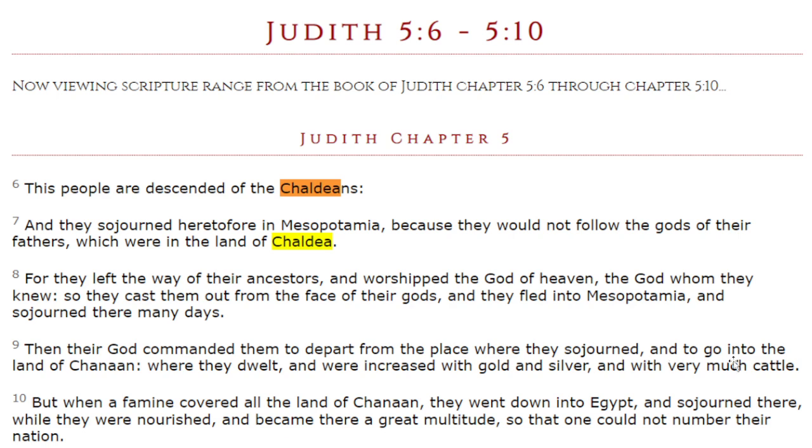Then their God commanded them to depart from the place where they sojourned and to go into the land of Canaan, where they dwelt, and were increased with gold and silver and with very much cattle. But when a famine covered all the land of Canaan, they went down into Egypt and sojourned there while they were nourished and became there a great multitude, so that one could not number their nation. This is talking about the Israelites. And notice, they're descended from the Chaldeans, and their fathers were in the land of Chaldea.